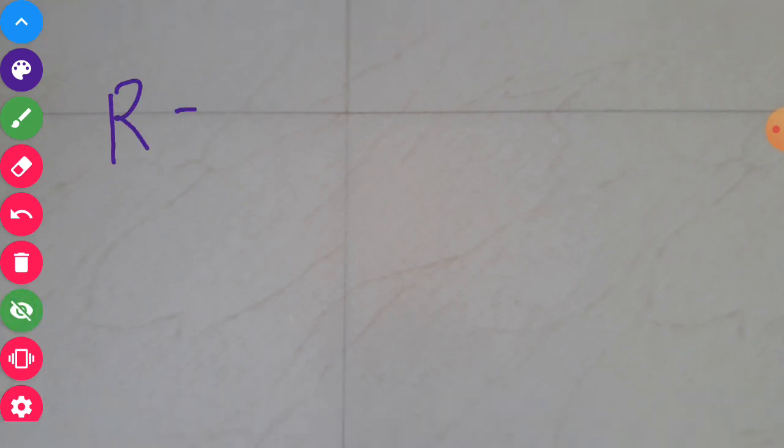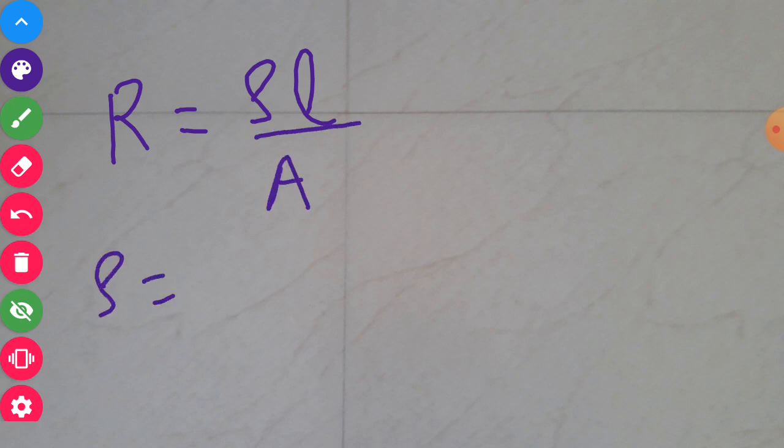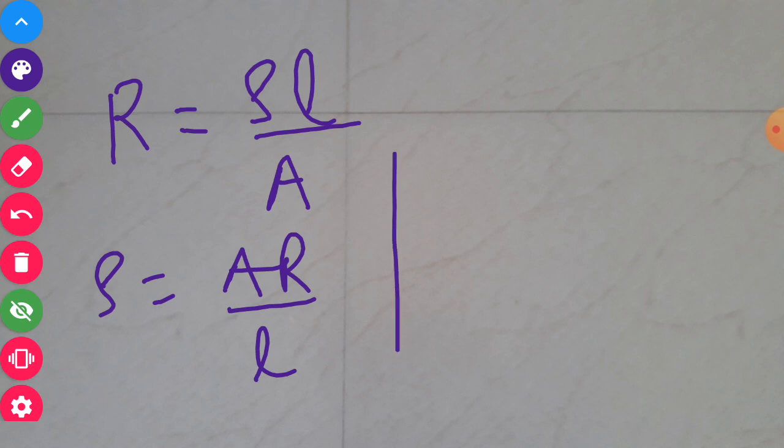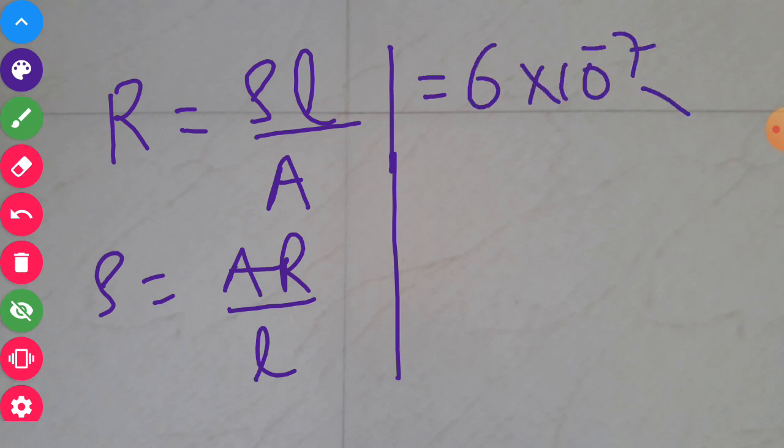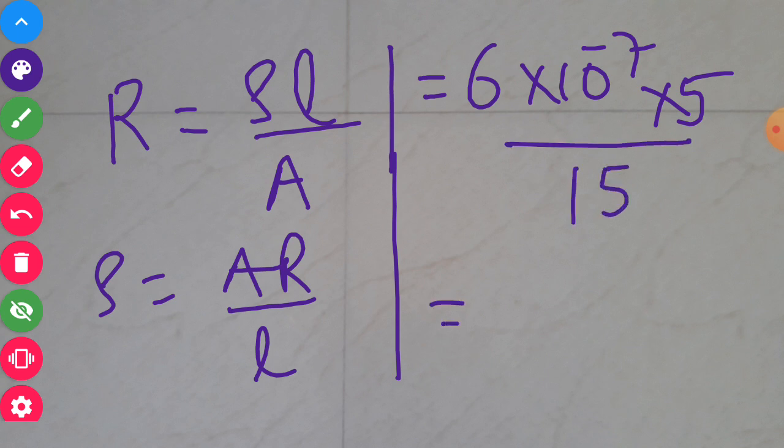You just have to write the values in the equation. The equation for resistance, as you know, is R is equal to rho L upon A. So rho is equal to AR upon L. Value of A is given. Value of A is 6 into 10 raised to minus 7, multiplied by the resistance, that is 5, divided by 15. So the answer you will get is in ohm meter.